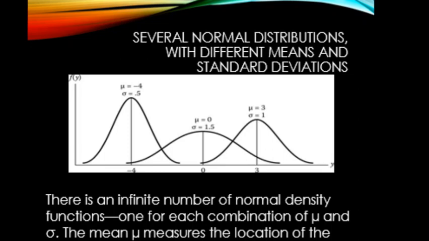Okay, now this normal distribution, as we understand, can take infinite numbers on the number line, and it can vary for all the combinations of mu and sigma. So basically, there is an infinite number of normal density functions, one for each combination of mu and sigma. So there are infinite combinations of mu and sigma possible. Therefore, there are infinite number of normal density functions.